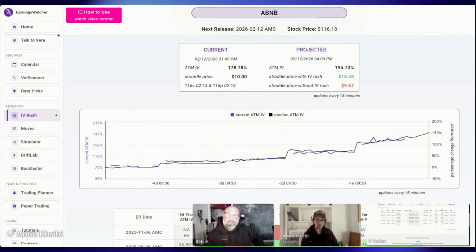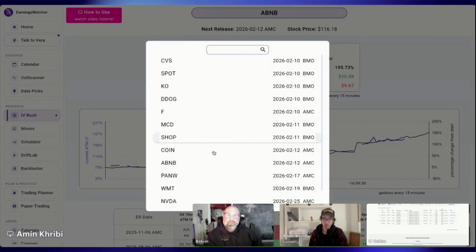Yeah. Okay. So I can use EarningsWatcher, even if it's a profitable backtest, to skip it in case this might be the time that it's not going to be profitable. Exactly.